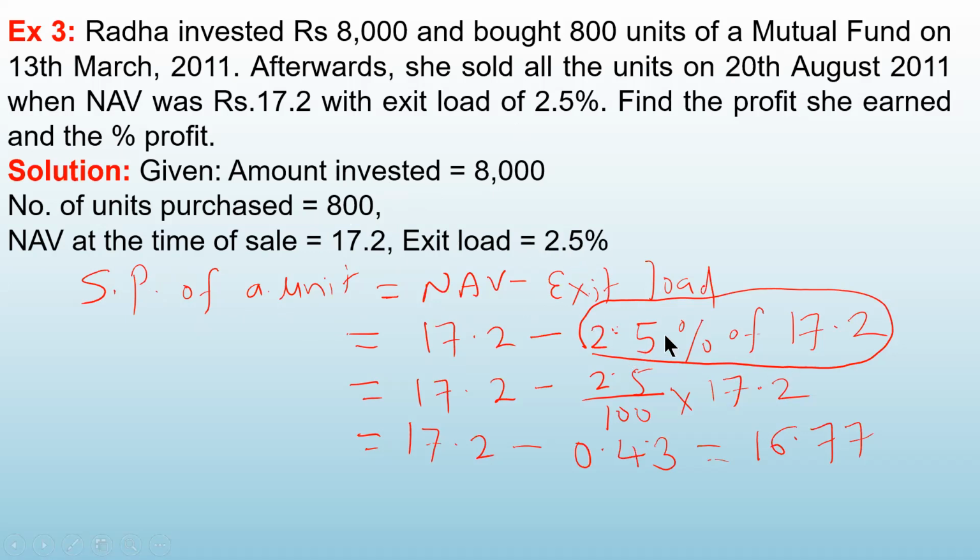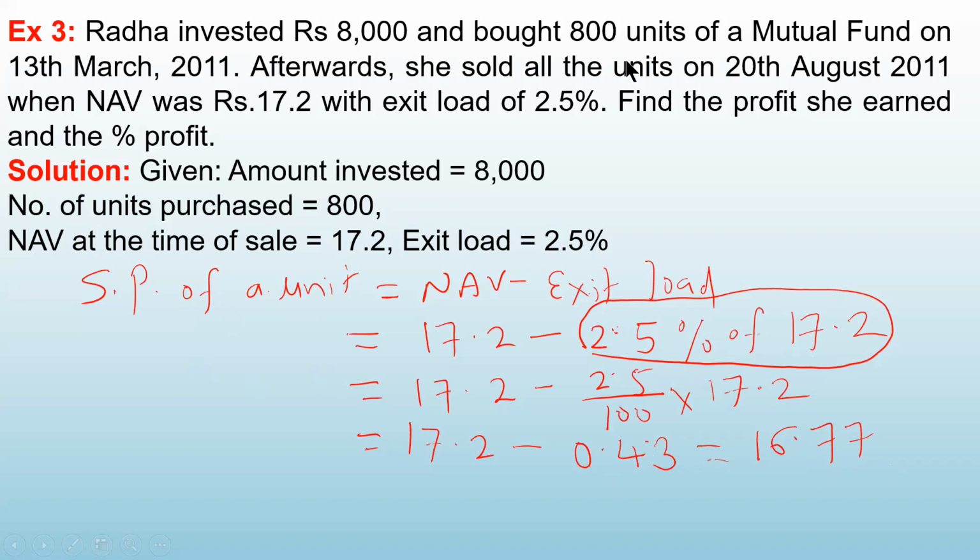So we have found out 2.5% of 17.2, which comes out to be 0.43. When you subtract it from 17.2, you will get 16.77. Though the NAV was 17.2, because you are paying the load, after selling one unit you will not get the full 17.2. You will get 16.77. This much will go in the load or commission. So 16.77 is the selling price of one unit.